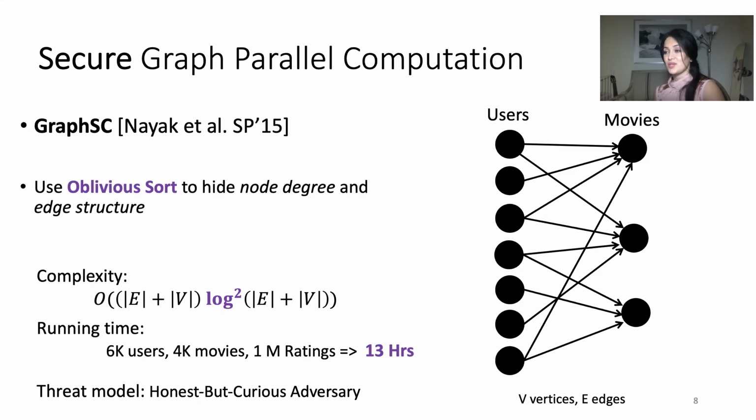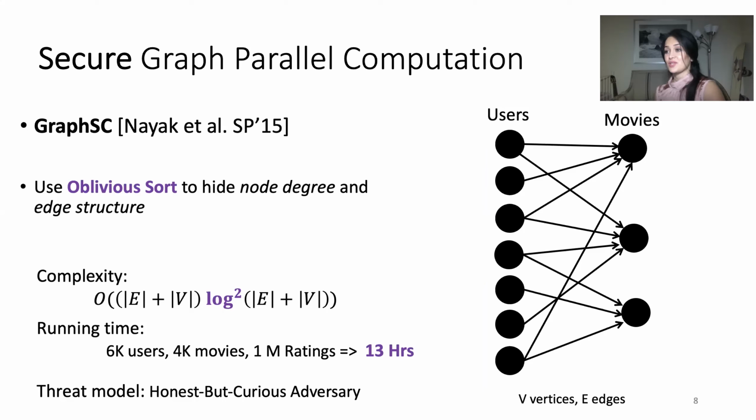There is a work done by Nayak et al. that proposed a secure version of this graph parallel computation framework called GraphSC. Assume all the data in the graph is already encrypted. So in order to preserve the privacy of data, they only need to hide node degree and edge structure of the graph. So in order to do that, they added an extra operation to the framework and called it oblivious sort, which is a secure sorting algorithm. It costs n log square n computations, which is fairly expensive if n is large.